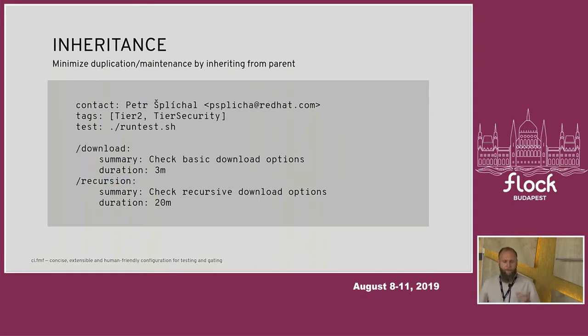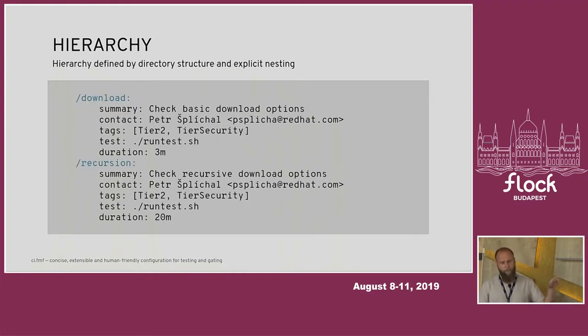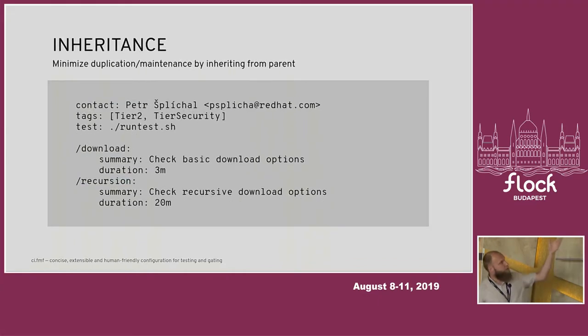Then inheritance. It quite often happens that you have a bunch of tests and the contact person for those tests, or the duration or the requirements or the component which is relevant, is common for all of them. So instead of repeating and duplicating this information, you can say this is the common information which should be inherited. So the previous slide, as it was like this, you can write like this. You have the common parts at the start and the objects which are under this hierarchy inherit all these options.